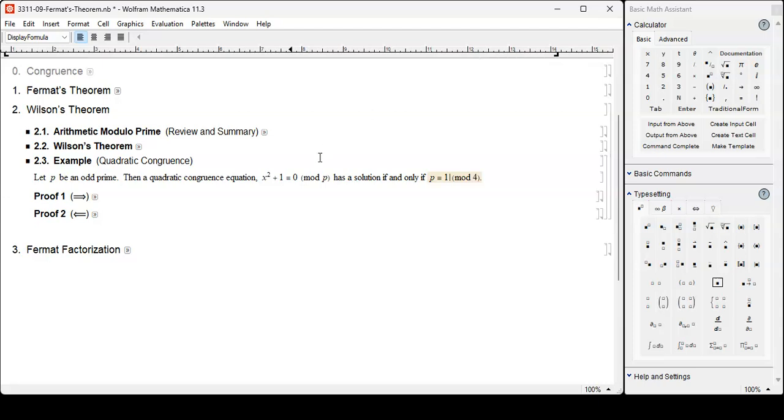Okay, this says congruence mod P, but how in the world did this mod 4 suddenly come out of nowhere? Well, it didn't really come out of nowhere. It's just a typical way to classify odd primes. P is an odd prime, so there are two types of odd prime: P is congruent to 1 mod 4, and P is congruent to 3 mod 4.